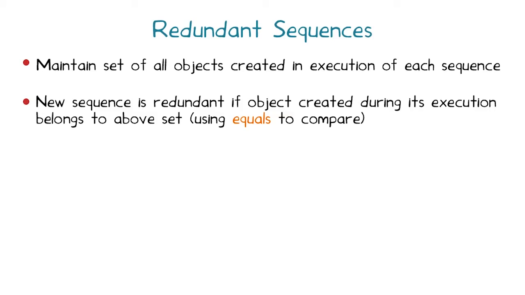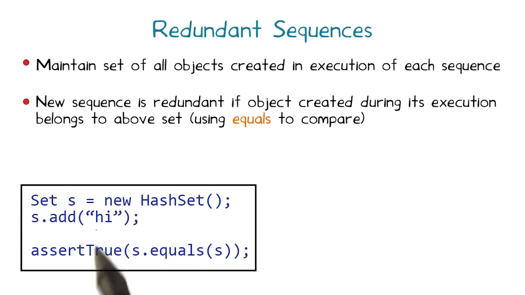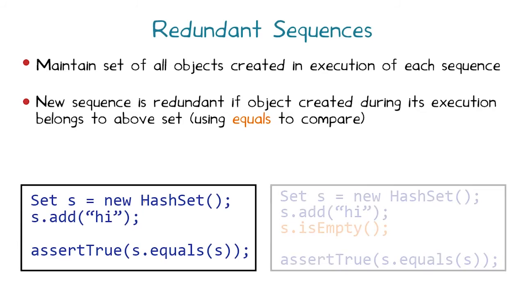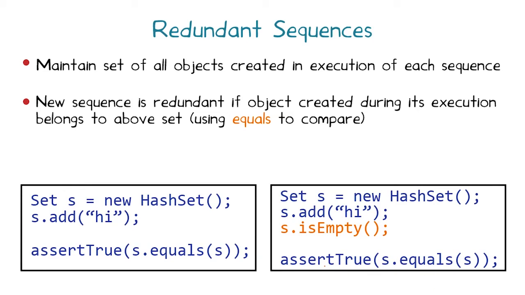Let's look at an example. Consider this sequence which creates a hash set and adds a single element, the string "hi", to it. Suppose we then extend this sequence with a call to s.isEmpty. Is this new sequence redundant compared to this sequence? The answer, according to Randoop, is yes, because the equals method states that the set object s in this new sequence is logically equivalent to the set object s in this old sequence. This is not a foolproof comparison.